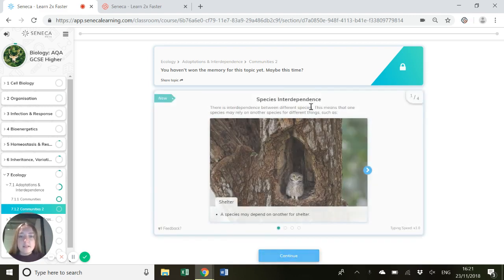Species interdependence. There is an interdependence between different species. This means that one species may rely on another species for different things. So let's see some examples of this. For shelter, a species may depend on another one for shelter. For example, here we've got an owl which lives inside a tree trunk. So the owl is depending on the tree species.